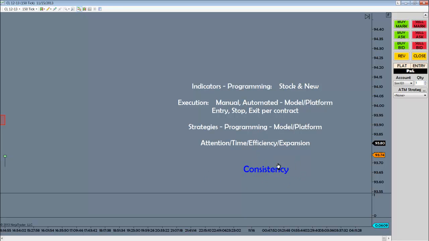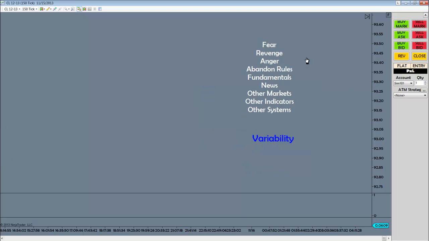All right, this is absolutely critical. Now let's look at this in reverse. If you don't have this, what do you have? This is what you have. This is what I've had. This is what every trader has, whether they admit it or not, when they're not doing the right things.